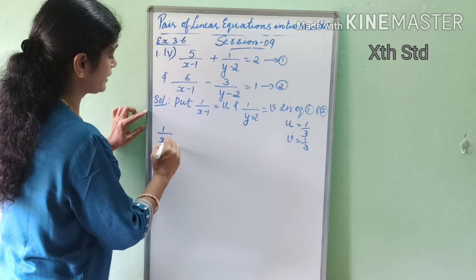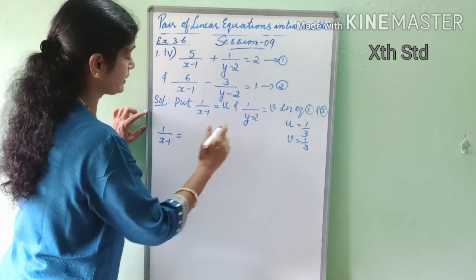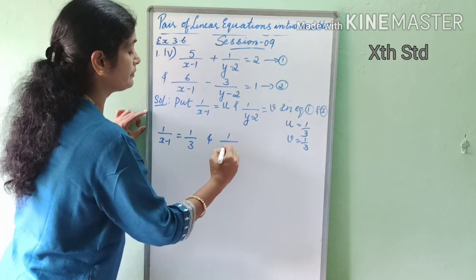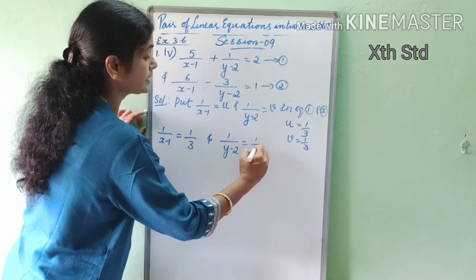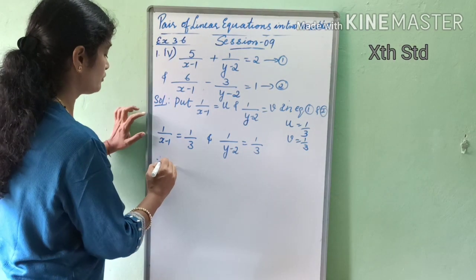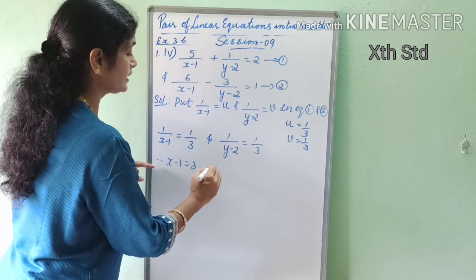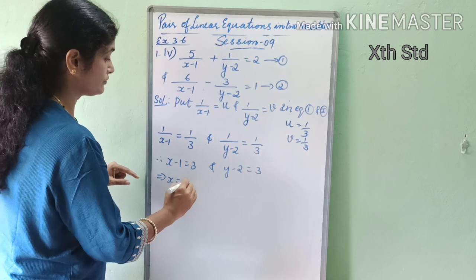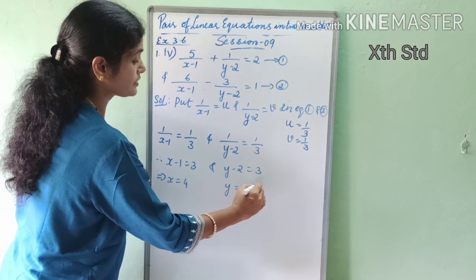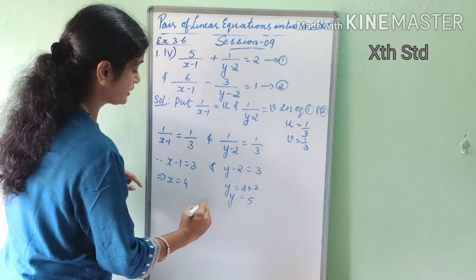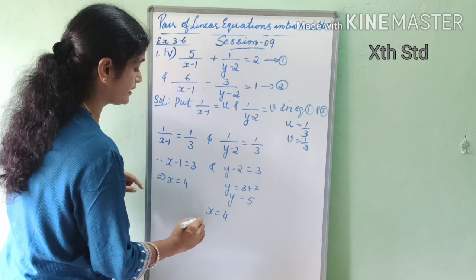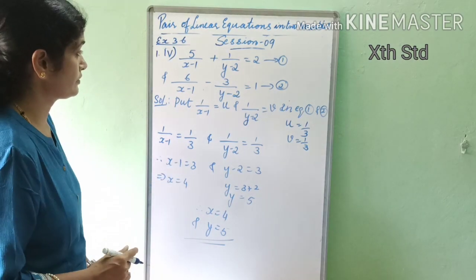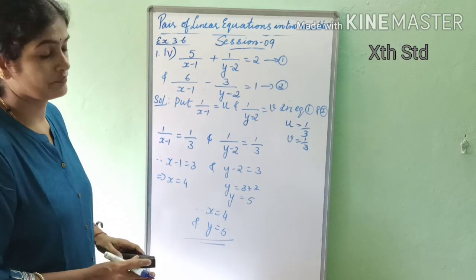1 by x minus 1 is equal to u, and u is 1 by 3. And 1 by y minus 2 is equal to v, that is 1 by 3. Therefore, what we get? x minus 1 is 3 and y minus 2 is also 3, which implies x is equal to 4 and y is equal to 3 plus 2, that is 5. Therefore, x is 4 and y is 5. These are the values of the variables x and y.